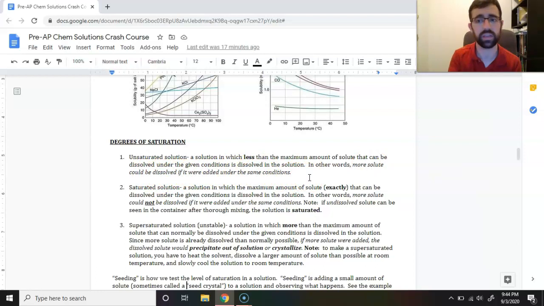And we could test that. We could add a little more solute, stir it up, and if it dissolves, we know it was unsaturated.